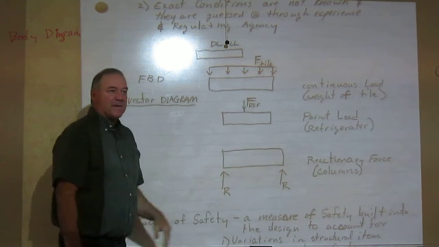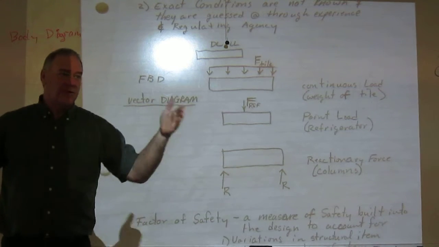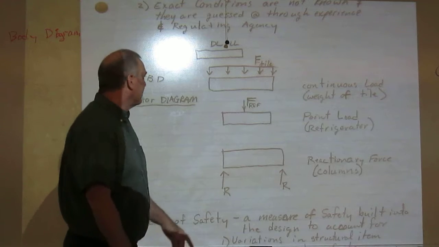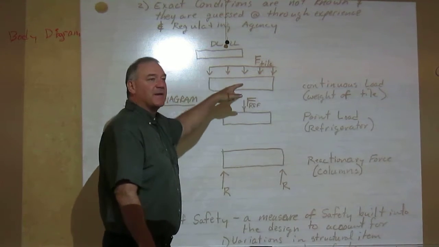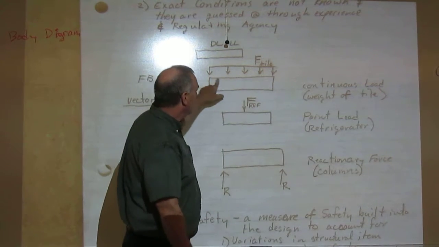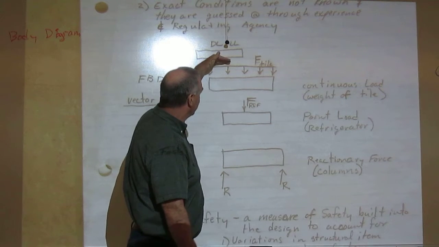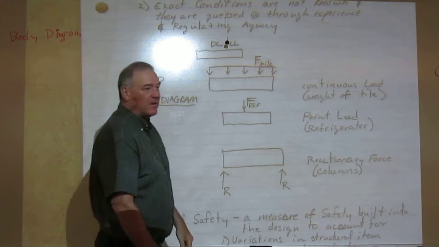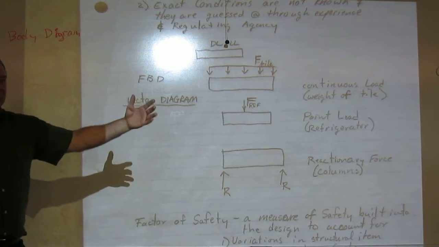If we have something that is a continuous load across the beam, such as a concrete floor, such as a tile floor, something of that nature, we label a continuous load as a single line with just a bunch of arrows coming down, showing that this weight is evenly distributed across the beam.